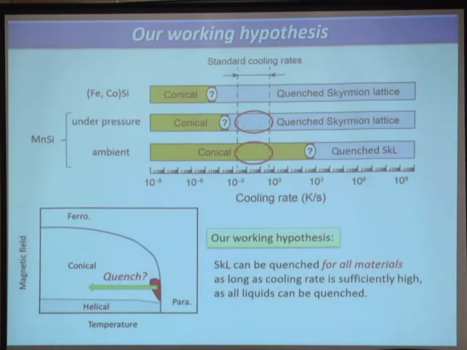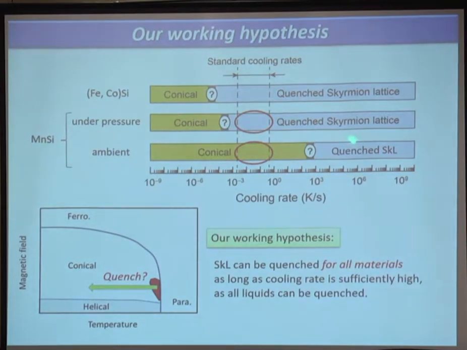So namely, we imagine this kind of situation. For example, in the case of manganese silicide under pressure, the standard experimental cooling rate is located above the critical cooling rate, whereas the standard cooling rate is located below the critical cooling rate for manganese silicide at ambient pressure.